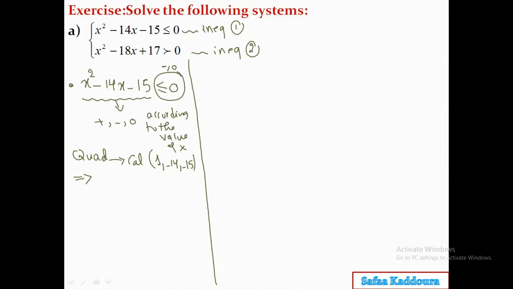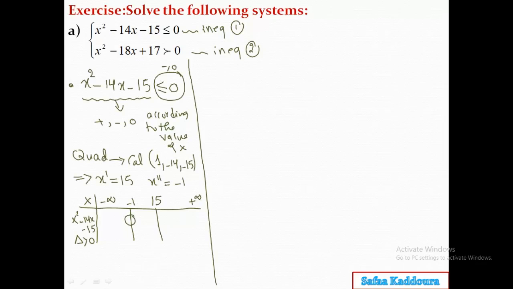The calculator will give me x prime 15, x double prime equals minus 1. Now I will draw the table of sign x from minus infinity to plus infinity. I will arrange the roots from the smallest to the biggest, and here the function I want to study its sign. It has two roots, so delta is positive.